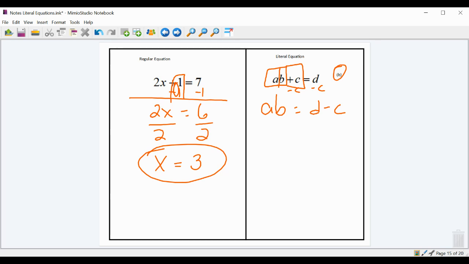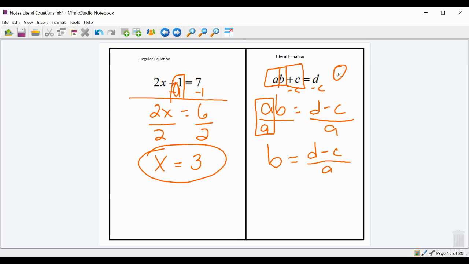If you want to have in alphabetical order, you can. However, it doesn't matter. How do you undo A times B? What's the opposite or the inverse of multiplication? Division. What is A divided by A? 1. So it's going to be 1 times B or just B. What did I do to that whole left side? I do to the other side. So I'm going to divide that by A. So I'm going to get D minus C all over A.